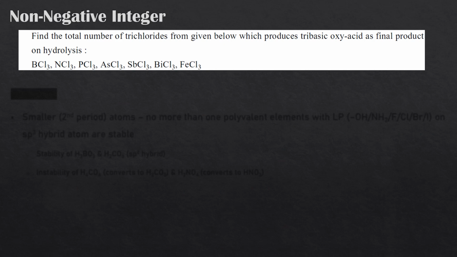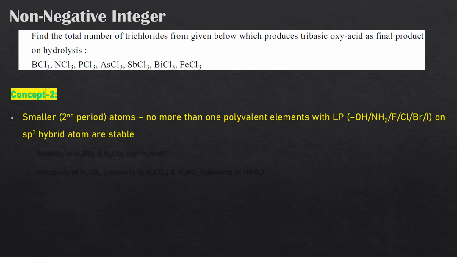Okay. Now, the second concept for this question which we are supposed to apply was that if you are having smaller second period atoms like boron, or carbon, nitrogen, and oxygen, whenever they are present, then the presence of more than one polyvalent atom means we cannot have more than one OH, we cannot have more than one NH2. Also there can be one OH and one halogen. This combination is also not going to work. But if you are having 3 halogens or 2 halogens, because halogens are not polyvalent, they can be stabilized.